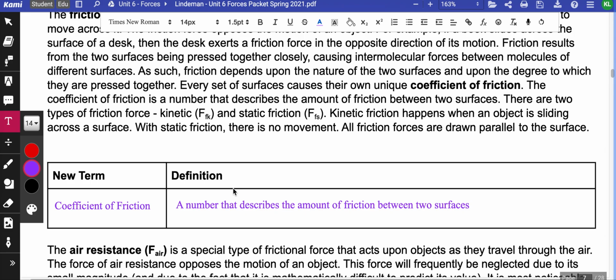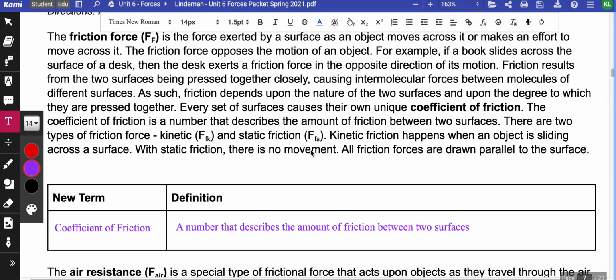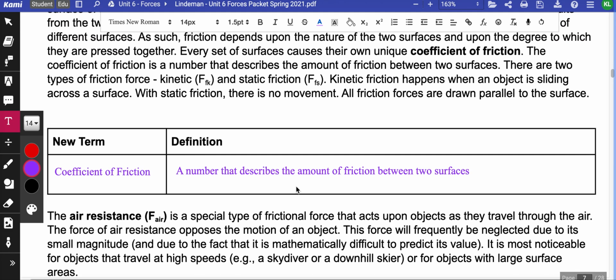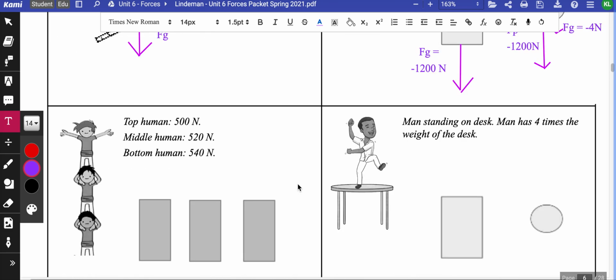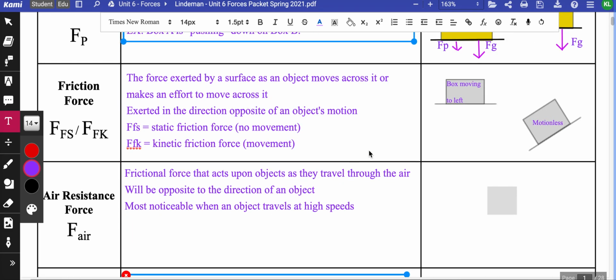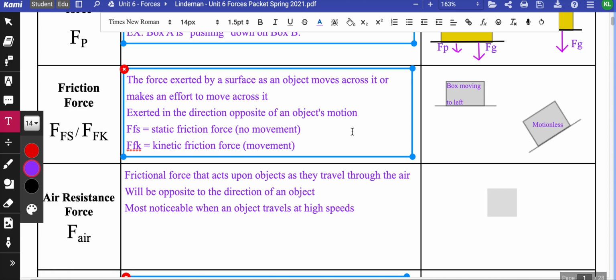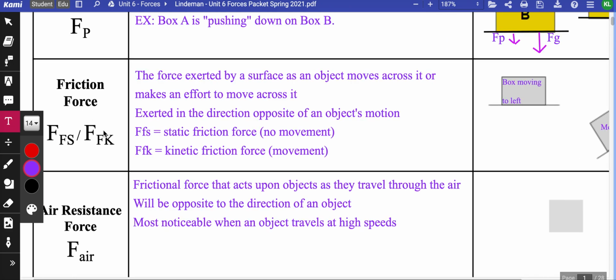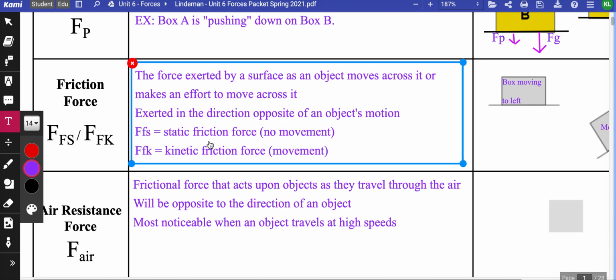The other words on this page, friction force, air resistance, and tension force, are all terms that we want to make sure we have copied onto page 1. So I'm going to scroll up to page 1 and we can chat through these different definitions. This first one, friction force, you'll notice is broken into two different types of forces. For friction force, we have FFS, which is a static friction force.